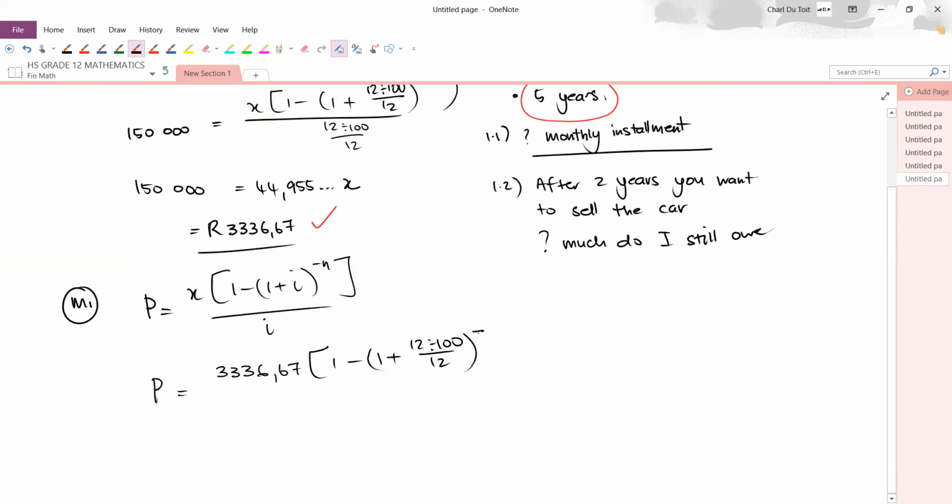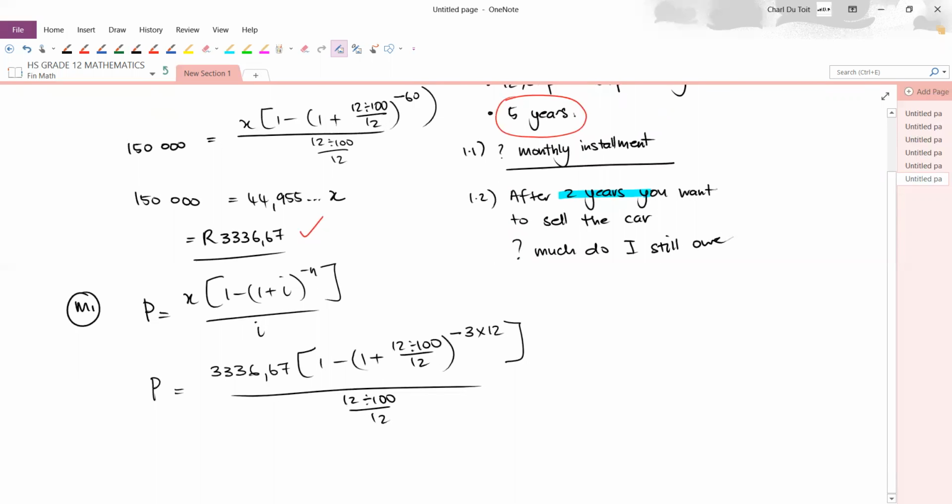Minus, now, if 2 years have passed, that means 3 years remain. So I need to take 3 and multiply that with 12, because there's going to be 36 months left to pay. And that's on 12 divided by 100, over 12. So that will give me exactly how much money I'm still owing.